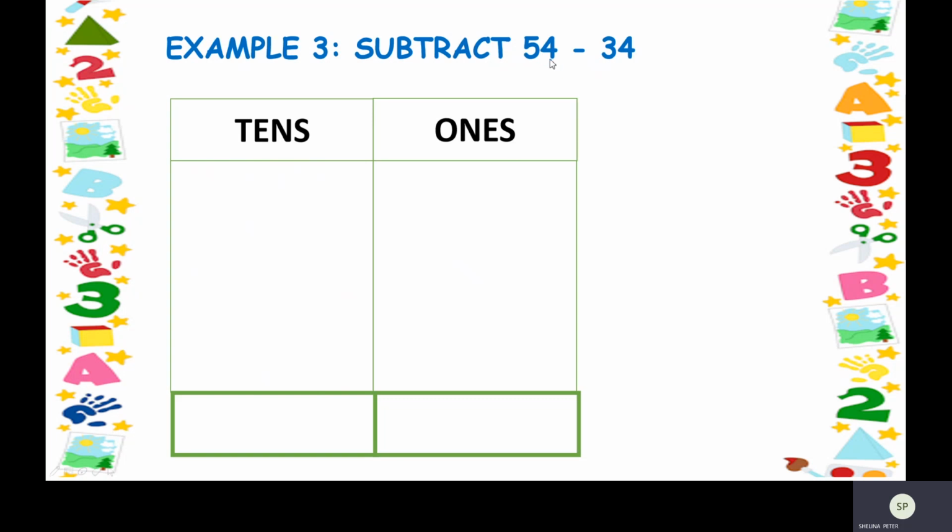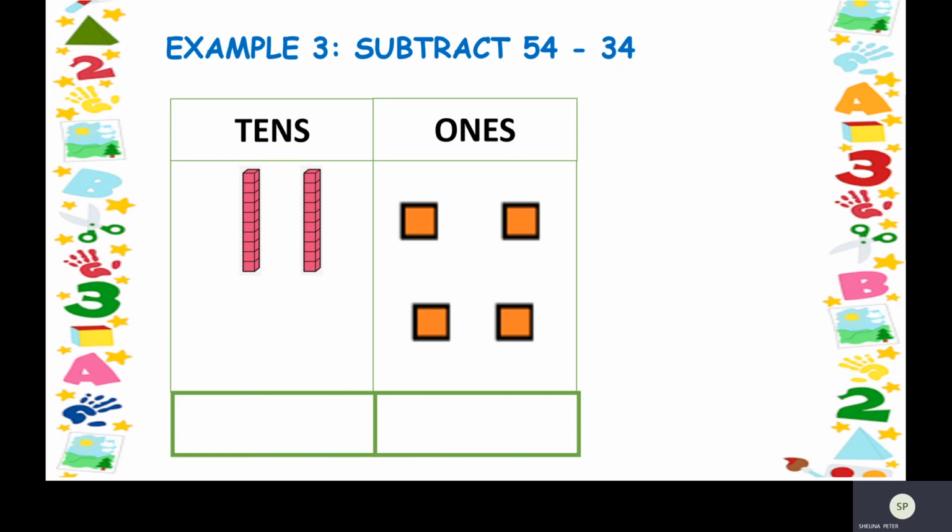So which is the number at ones place? 4. So how many blocks will come at ones place? 1, 2, 3 and 4. Now let us go to the tens place. How many blocks will come at tens place? 5. 1, 2, 3, 4 and 5.